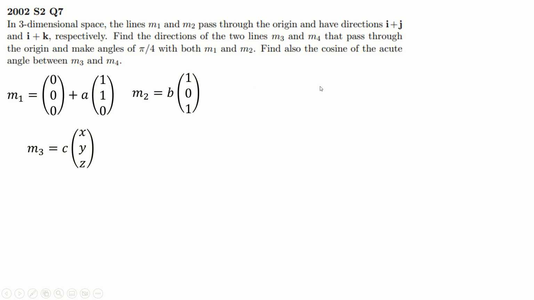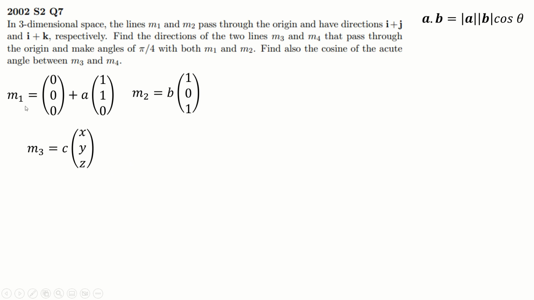So we're going to have to use the a dot b equals mod a mod b cos theta idea here. And if we just say M3 has direction, or the line is c times x, y, z, because it goes through the origin again, so it's still just 0, 0, 0 plus this, x, y, z, just denoting its direction. I know those aren't great letters to choose, but I'm going to use them anyway. They were easy for me to type.